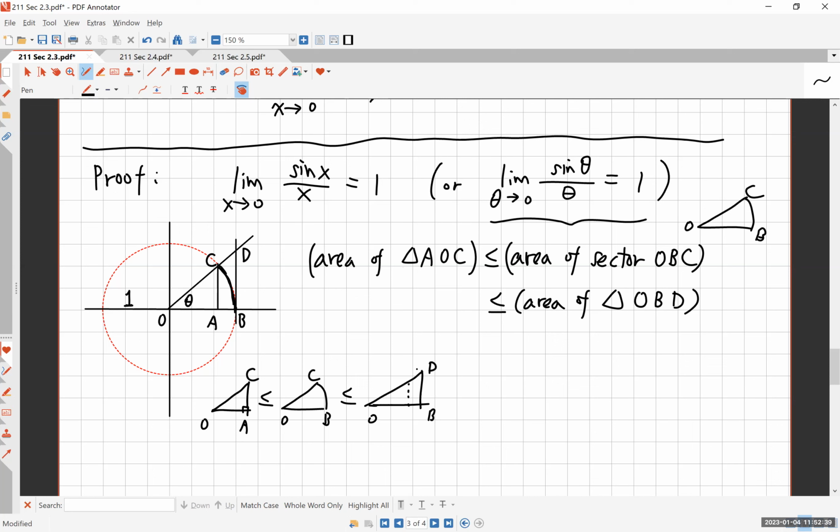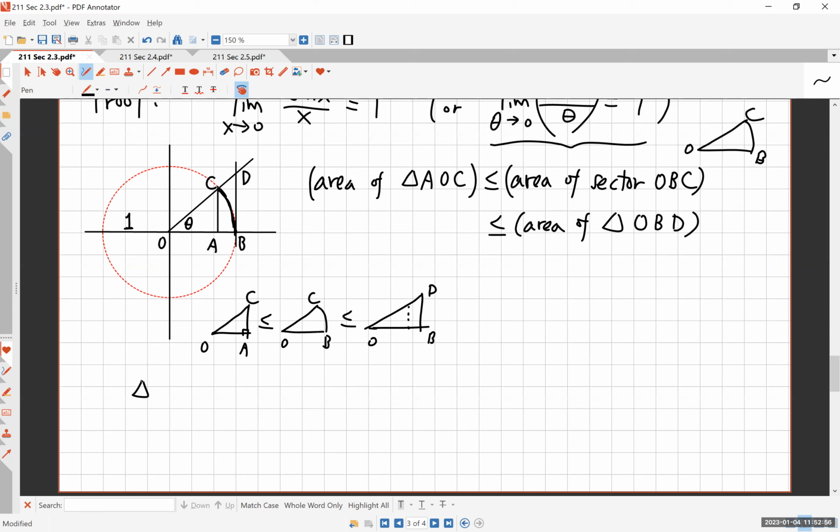I am trying to find something inside. Well, of course, that's not yet. This is what I'm looking for. But soon we'll find that this is how you can prove that limit is equal to 1. Okay, so let's find the area of AOC.